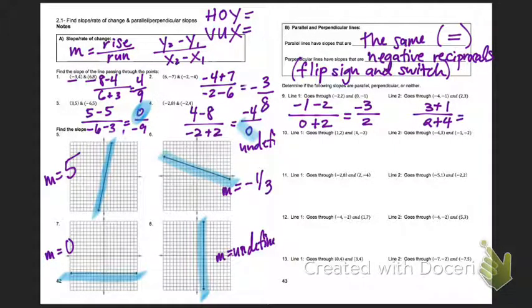My only suggestion with these is, you're probably thinking this is so easy, but here's what I guarantee is going to happen. You're going to try to fly through this on a quiz and you're going to make a simple mistake and you're going to be upset about it.